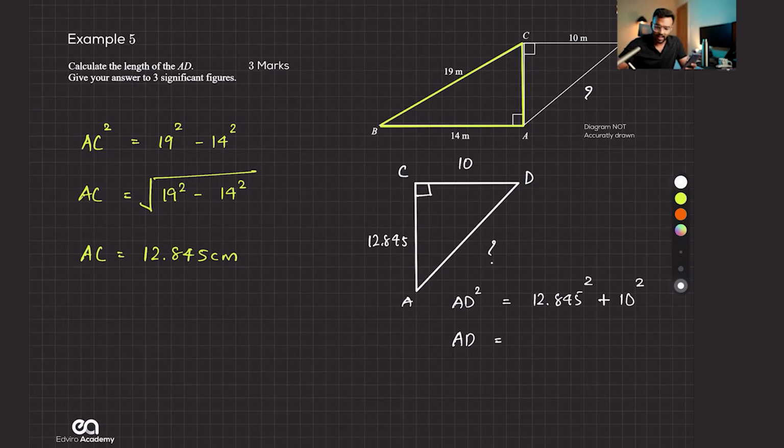I'm getting 16.3 to three significant figures, so 16.3. Would you all agree with that?